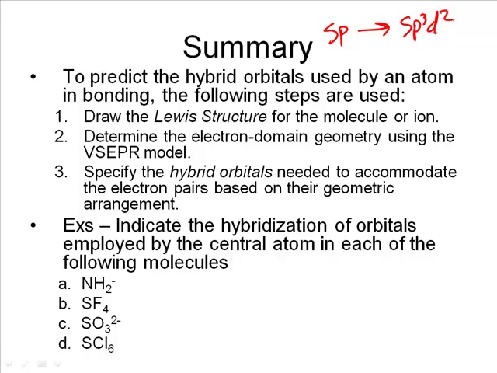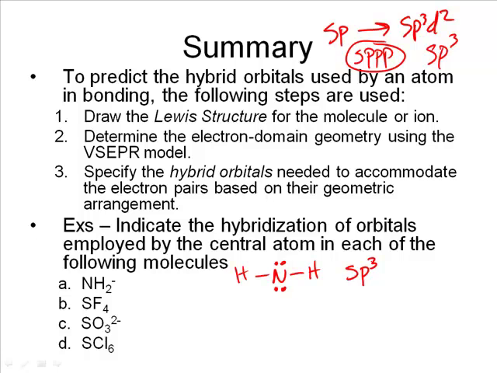So if you have 2 bonds and 2 non-bonding pairs, that's a total of 4. You'd go s, p, p, p. That's 4 things. It's sp3. Okay? So let's look at these. NH2 minus would have 8 electrons. Here you've got 2 bonding pairs. You've got 2 non-bonding pairs. Therefore, overall, you've got 4 electron domains, making it sp3 hybridized.